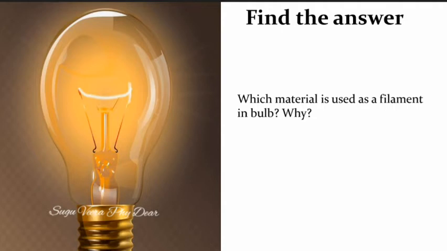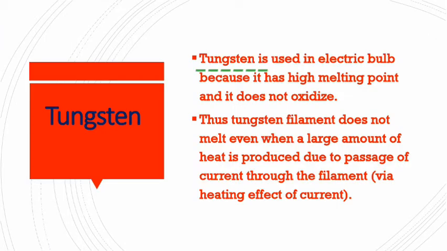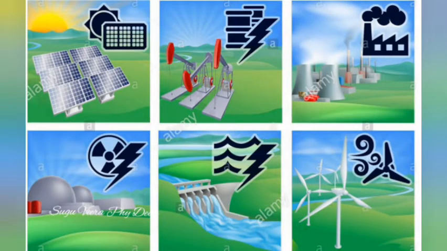Students, find the answer. Which material is used as a filament in a bulb? Why? That material is tungsten. Tungsten is used in an electric bulb because it has a high melting point and it does not oxidize. Thus, the tungsten filament does not melt even when a large amount of heat is produced due to the passage of current through the filament. This is the heating effect of current.